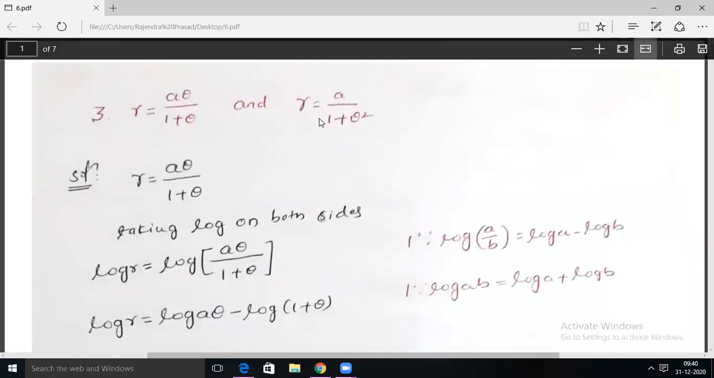Next we shall consider the second polar curve. r is equal to a upon 1 plus theta square.